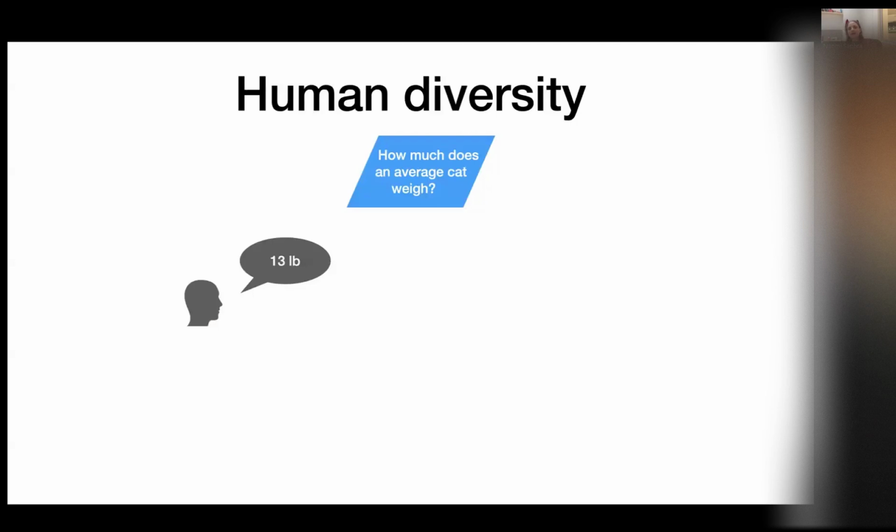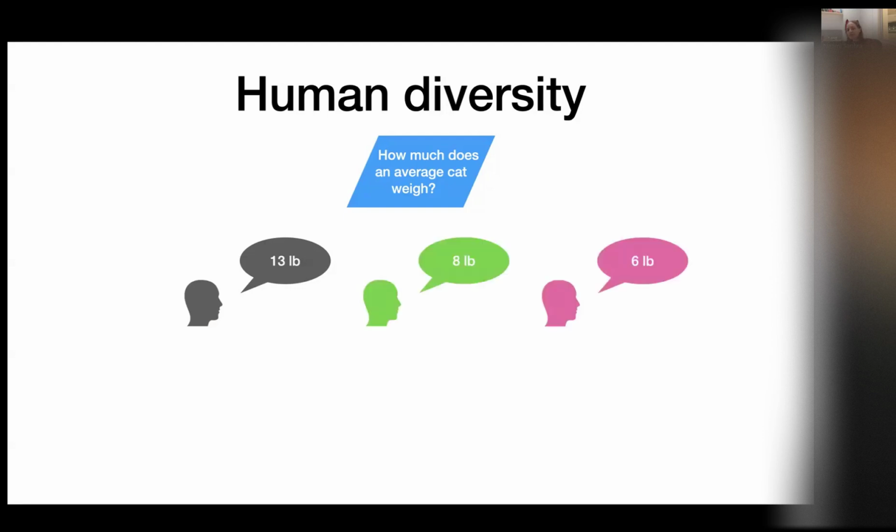Okay. So obviously there's not just these concept diversities. We're not just talking about leopard print, right? There's also humans. Something that is pretty well known that you might be familiar with is the wisdom of the crowds. So if you ask one person something like, what does an average cat weigh? They might give a very wrong example, right?